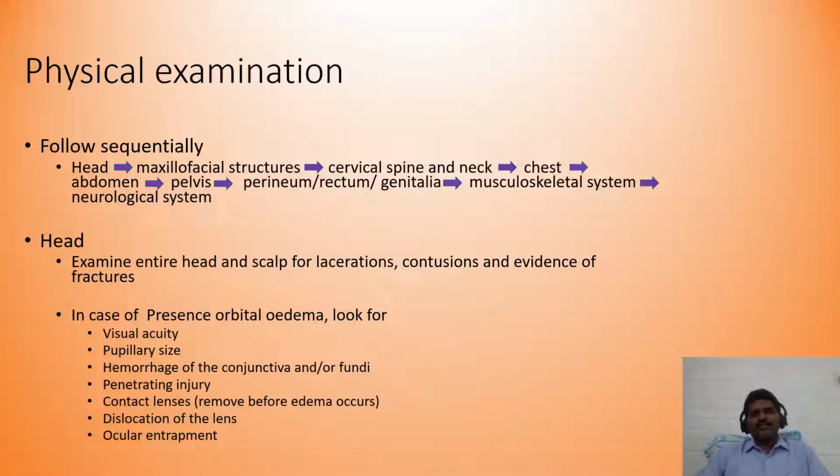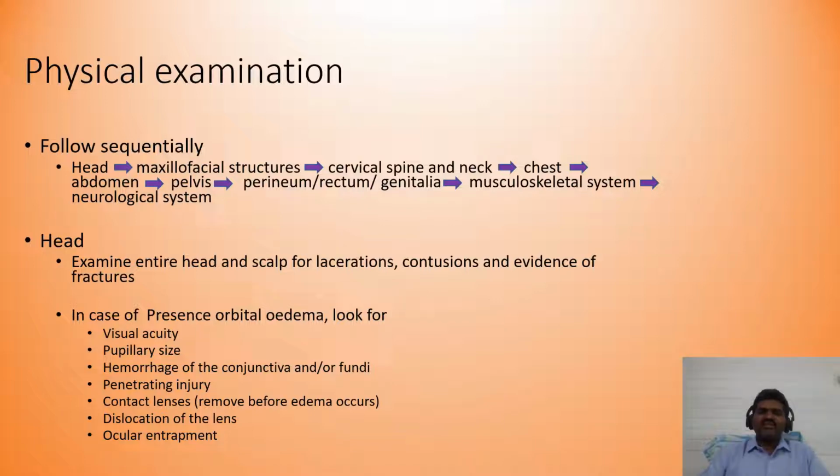The next step is, once you have collected the history and the details of the mechanism of injury and you decided what injuries the patient might have, they're potentially life-threatening, but not yet progressive to the level of life-threatening injuries. The scheme for examination: you should not miss any structure in the body.